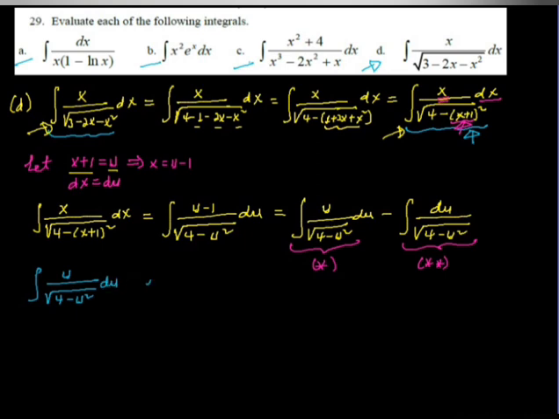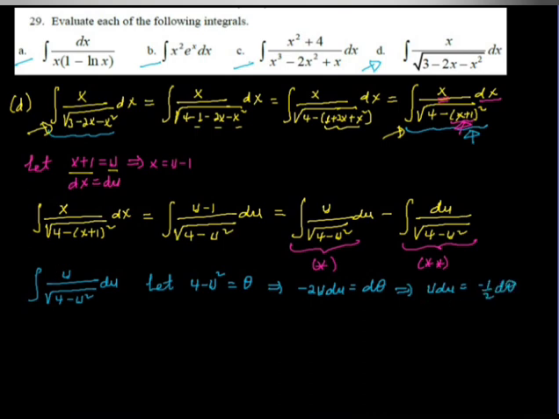Let 4 minus u square be some number, theta. It can be anything. Taking the derivative of both sides with respect to u, minus 2u du is equal to d theta. So u du becomes minus half of d theta.